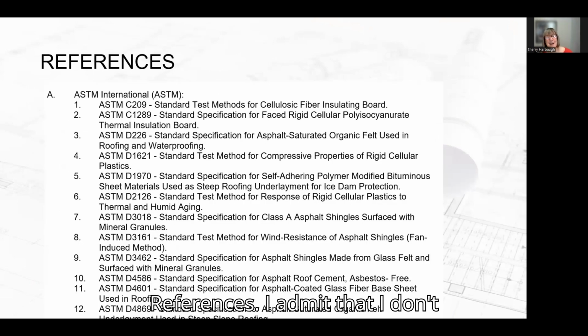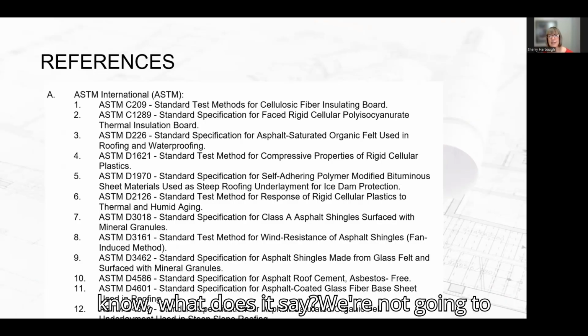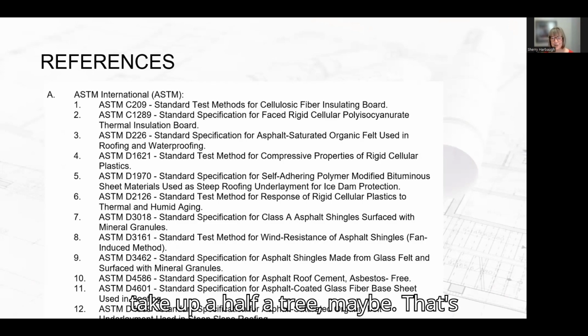References. I admit that I don't use these, because I'm gonna make the references within the document. I don't expect the contractor to have these on site. I do think it's nice if you can read the entire standard: what is that testing method, what does it say? We're not going to tell them what it is, but we're going to give them the reference. I feel like it takes up a lot of space. Can take up half a tree maybe, but that's probably not a good reason not to use it. I just haven't found the usefulness in stating the entire testing standard out.